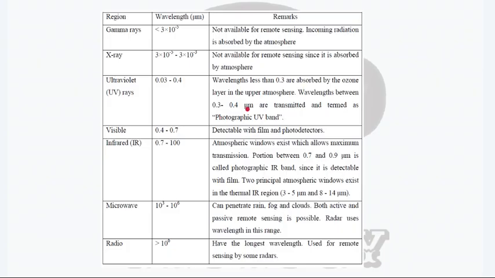Here I have given the slide. What are the uses of these things? You just go through it, I have already told you. This UV ray, this 0.204 micrometer wavelength, is used for remote sensing. It is called the photographic UV band. Otherwise, UV is not used for remote sensing. These four waves are used for remote sensing.